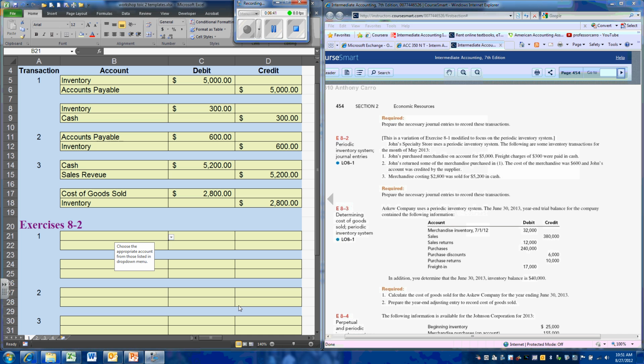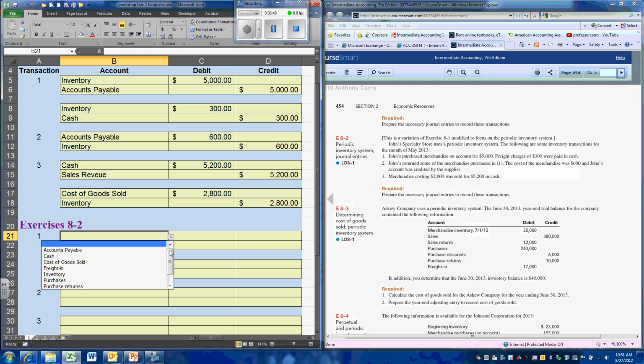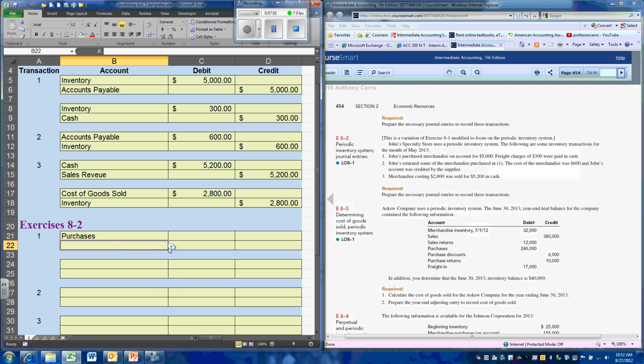Unlike the perpetual inventory system, when we purchase merchandise, we are not going to directly increase inventory. The inventory account will be adjusted at the end of the period. Instead, we use an interim account called purchases. So buying this merchandise on credit, we'll increase our liability accounts payable for the invoice amount of $5,000.